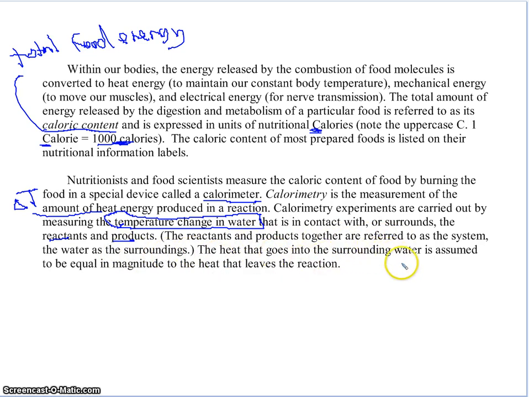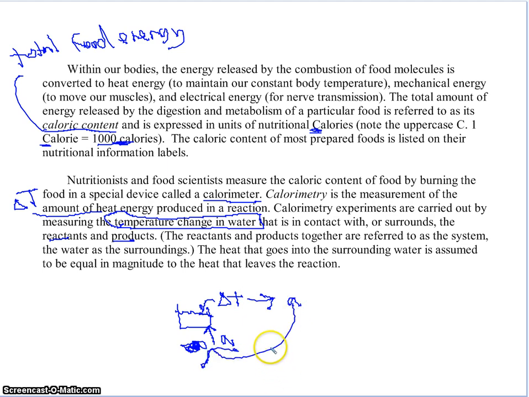The heat that goes into the surrounding water is assumed to be equal in magnitude to the heat that leaves the reaction. Okay, so if we have some water right here, and then we do some sort of reaction, we're assuming that the Q that leaves the reaction is the same as the Q that goes into the water. So if you measure the change in temperature of the water, you can use that to find Q, which is that Q. It's the same Q. It's just here it's leaving, and then here it's entering.